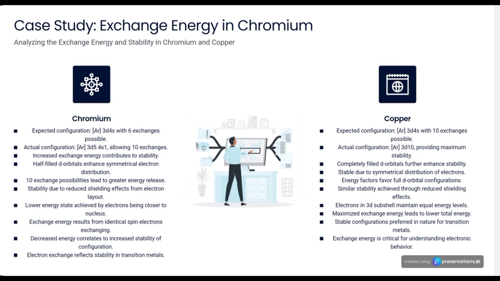There are half-filled d orbitals in chromium, which enhance the symmetric electronic distribution. There are 5 electrons available in the d subshell, and each orbital has one electron. This is called a half-filled electronic configuration, or half-filled symmetrical electronic distribution.